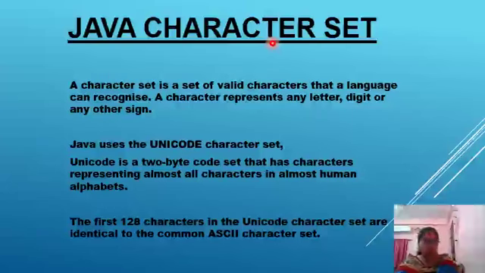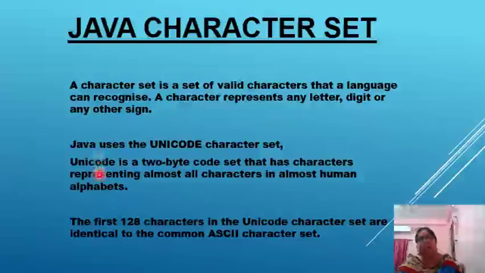A Java program contains a sequence of characters to represent a statement and belongs to its Unicode character set. A character set is a set of valid characters that a language can recognize. A character represents any letter, digit, or any special character also. So, the Java character set uses only two types of character set, that is Unicode and ASCII character set.